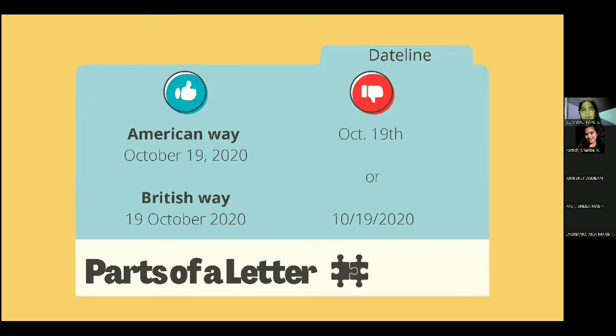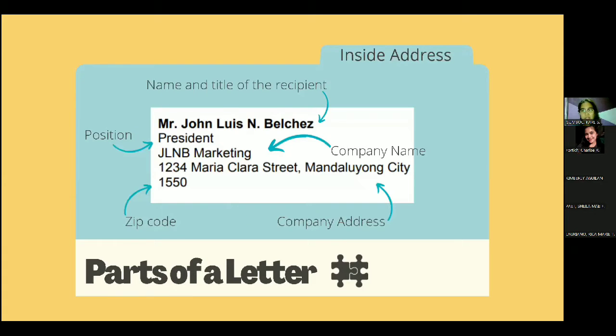Next slide, please. Inside address. It is the address you are sending your letter to. Be sure to make it as complete as possible so it gets to its destination. This includes the name and title of the recipient, position, company name, company address, and zip code. For our example, the name and title of the recipient is Mr. John Luis N. Belches. His position is President of the JLNB Marketing, located in 1234 Maria Clara Street, Mandaluyong City, 1550. Next slide, please.